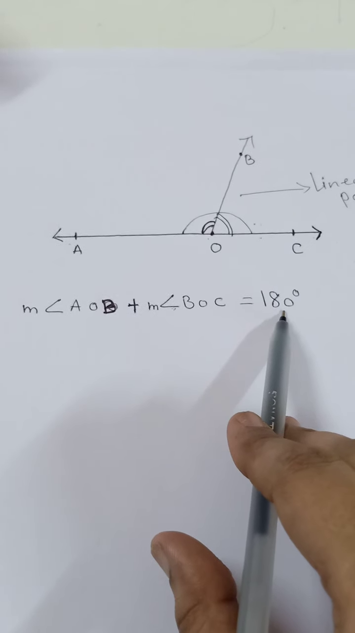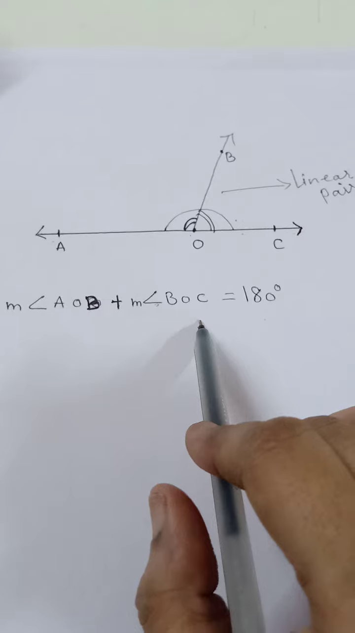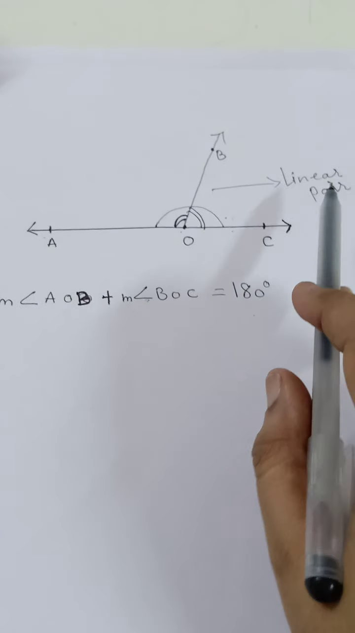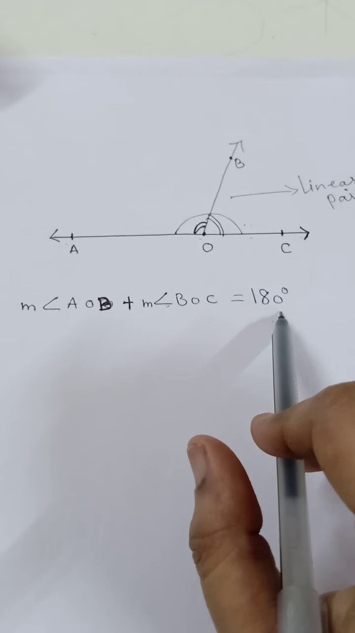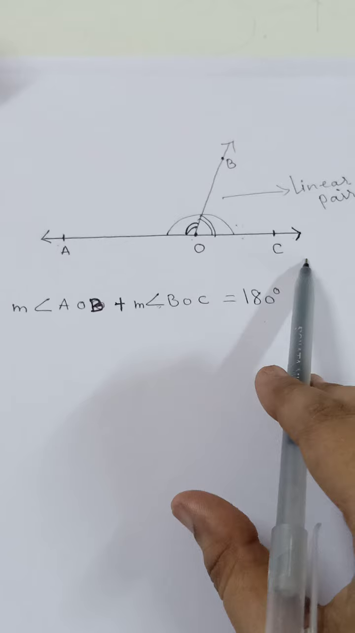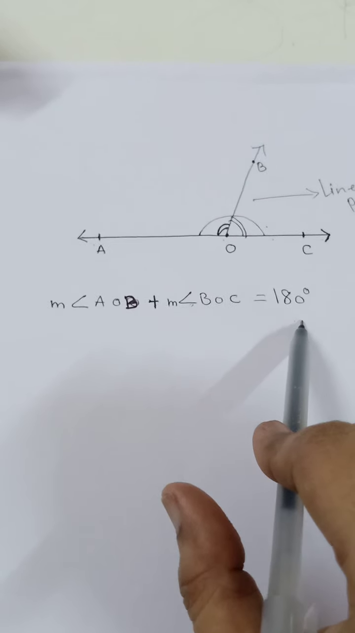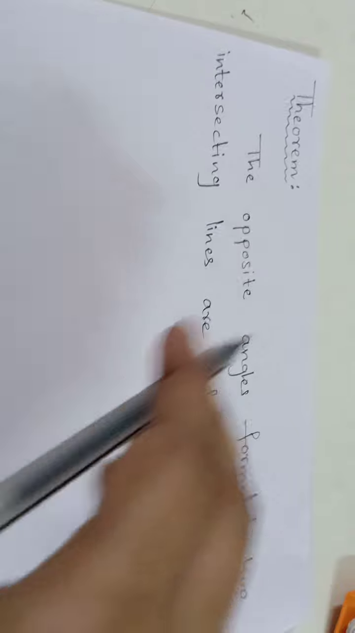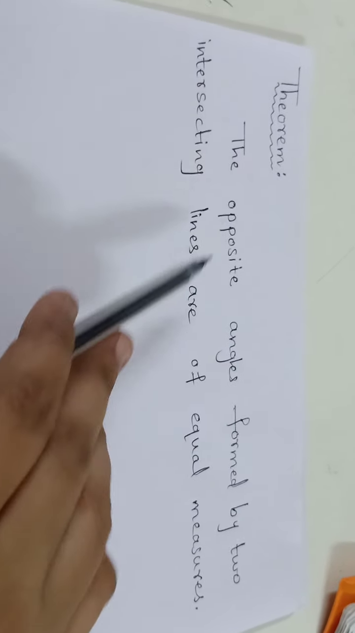We are going to use it for proving the theorem. So whenever two angles make a straight line, it is called a linear pair, and the sum of their measures will be equal to 180 degrees. So you have to remember this. Now here we are going to start the theorem. It is very important. Only this one theorem is there in the first chapter.